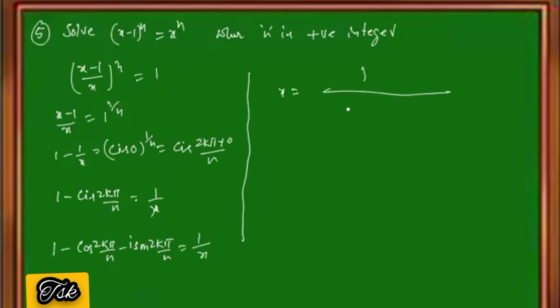I write like this. 1 minus cos theta can be written as 2 sin square 2k pi by n by 2, which is k pi by n, if you consider this as theta. 1 minus cos 2a is 2 sin square a, and then minus sin 2a. If you consider this as a, sin 2a is 2 sin k pi by n cos k pi by n. We're taking a 1 by 2 sine k pi by n common.